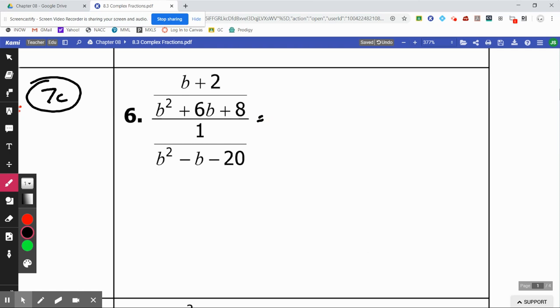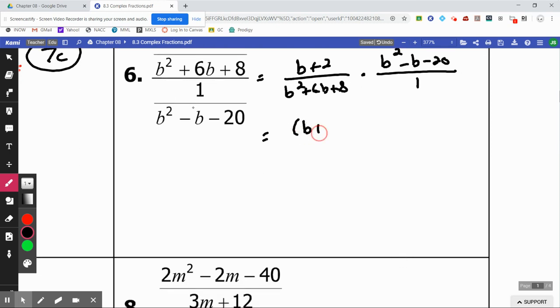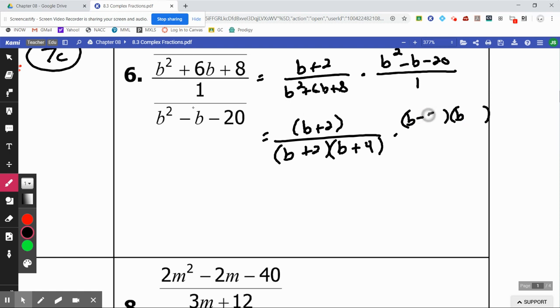Okay, I'm going to go ahead and flip and multiply because there's going to be a lot of factoring here. So that's going to be plus 2 over b squared plus 6b plus 8 times, we got to flip, b squared minus b minus 20 over 1. Now let's factor. B plus 2 does not factor, put it in parentheses. On bottom, 2 sets of parentheses, adds, multiplies, give you 6 and 8 would be a positive 2 and a positive 4. B squared minus b minus 20 adds, multiplies to give you a negative 1 and negative 20 would be a negative 5 and a positive 4, and then you just have the 1 on bottom.